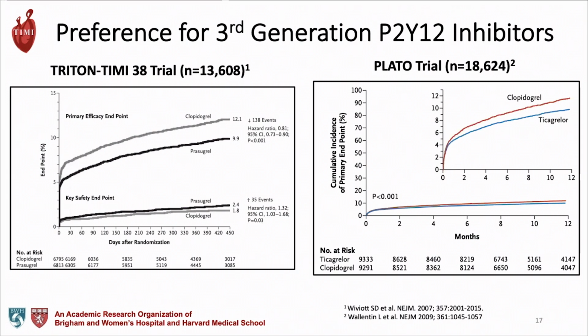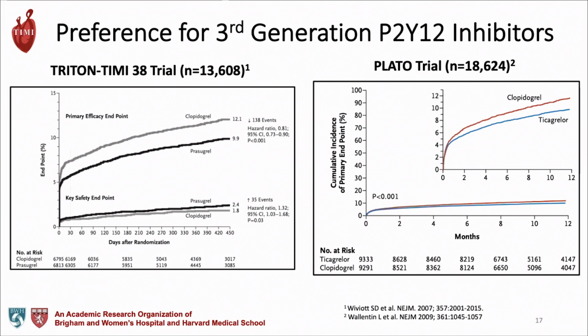Here's the data that compares the 3rd generation P2Y12 inhibitors, prasugrel and ticagrelor, with clopidogrel. There were 2 seminal studies that are now more than a decade old, the TRITON-TIMI 38 study and the PLATO trial, both enrolling many thousands of patients. And as you can see in the Kaplan-Meier curve shown here, prasugrel reduced the composite of major adverse cardiovascular events, compared with clopidogrel, with a trade-off of a small increase in major bleeding. And similarly, in the PLATO trial, ticagrelor reduced major adverse cardiovascular events, again with the trade-off of non-CABG related major bleeding, which was an important distinction in the bleeding definition in that trial.